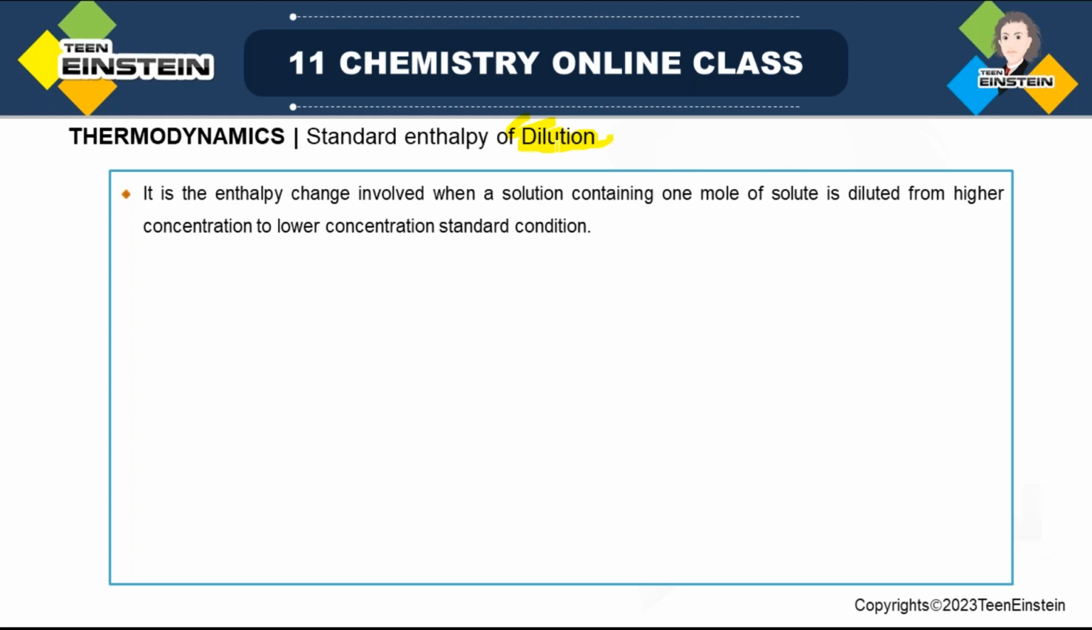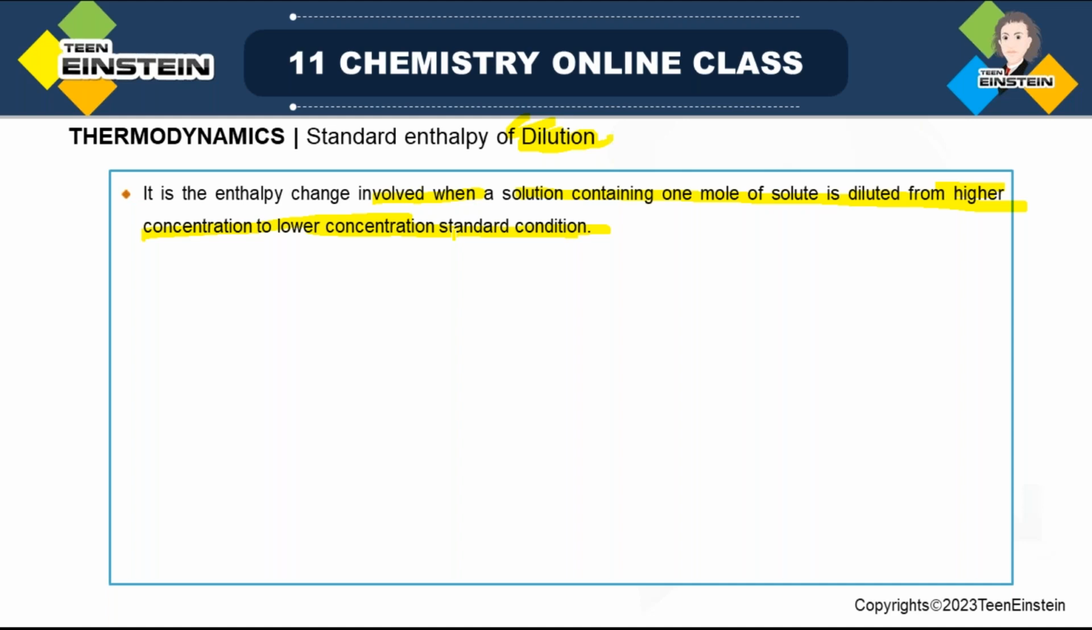So see what is the definition. It is the enthalpy change involved for the process when a solution containing 1 mole solute. So solute must be 1 mole, and the solution may have different types of dilution. So a solution containing 1 mole solute is diluted from higher concentration to lower concentration at standard condition. Now this initial concentration which is higher and the final concentration which is lower, that may vary, but the important point is 1 mole of solute must be there.